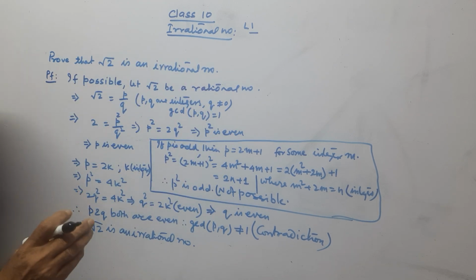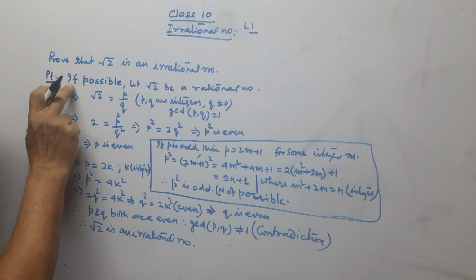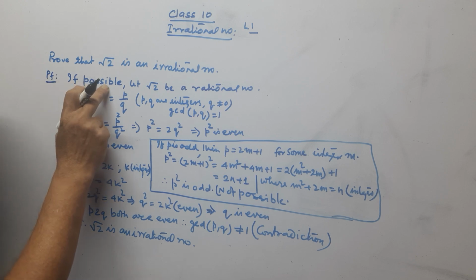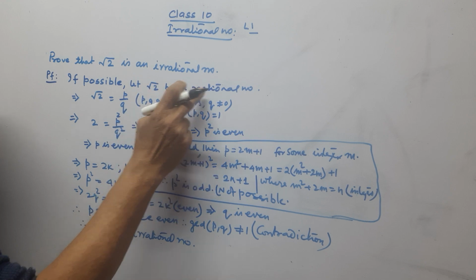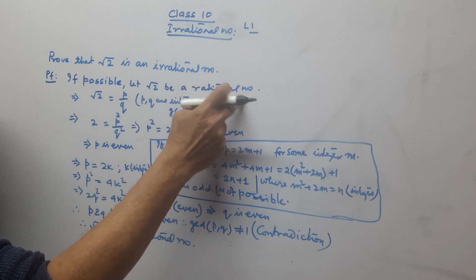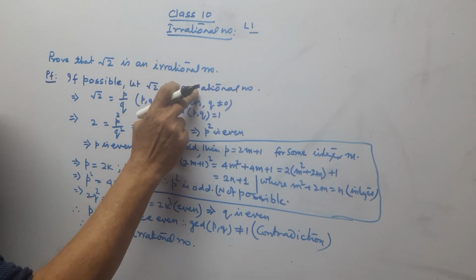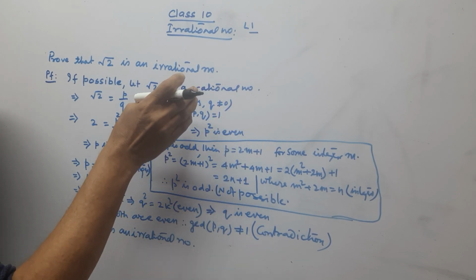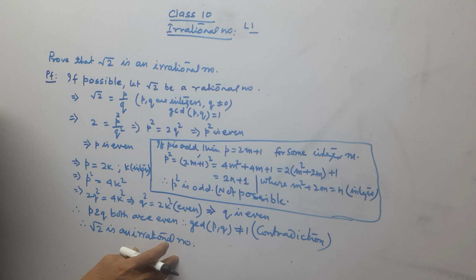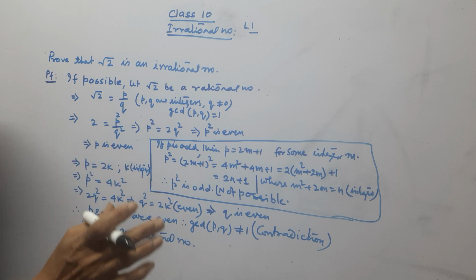So, we use the method of contradiction. For this, see here, if possible, let root 2 be a rational number. We have to prove it irrational, but we have considered it rational. Then finally we get the contradiction, and then our purpose is solved.